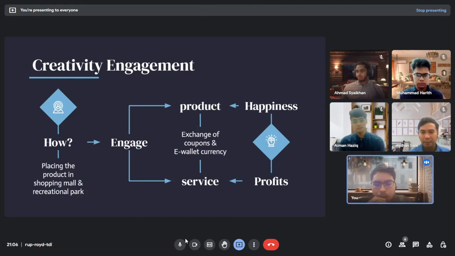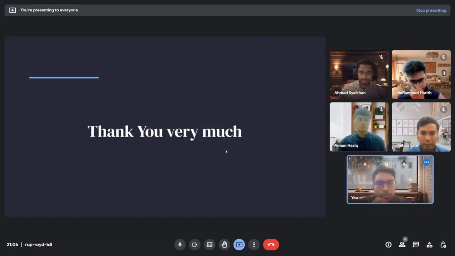So lastly, how is the creativity engagement? How do we engage our product with everyone? We will recommend placing our product in a shopping mall or a recreational park where there are a lot of people. This allows people to engage and use our product and services that exchange for coupons and e-wallet currency, so that people will gain happiness and profit, and so will our company. So that's all for us. Thank you very much.